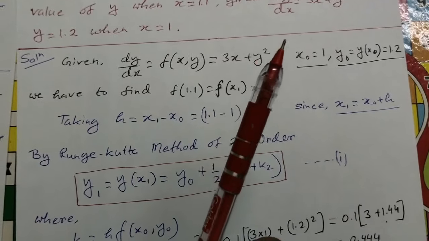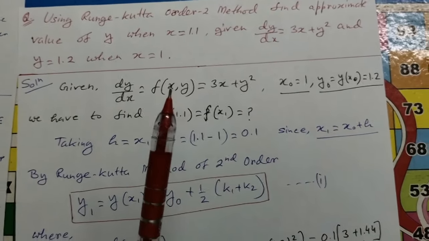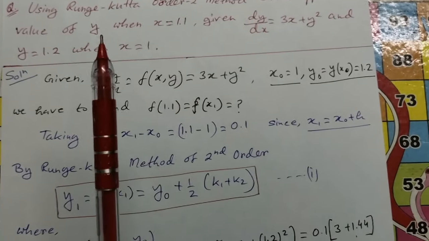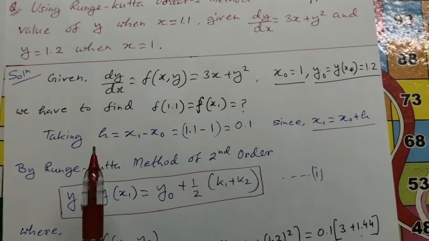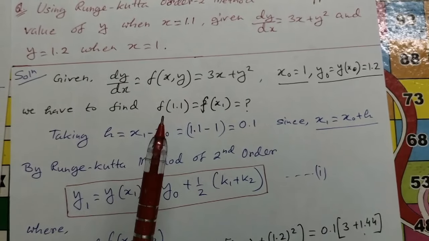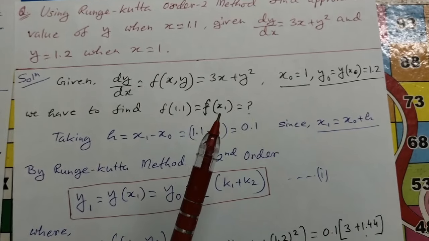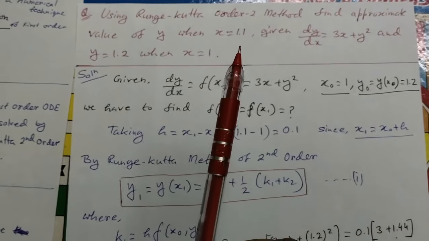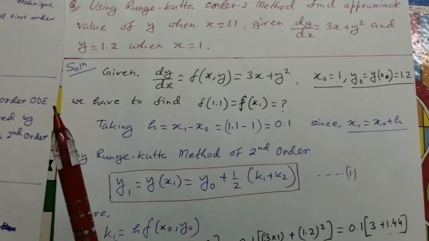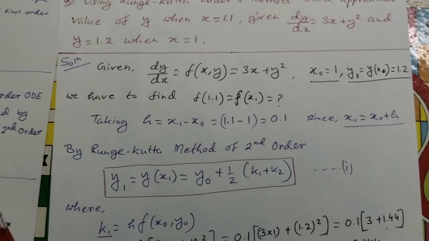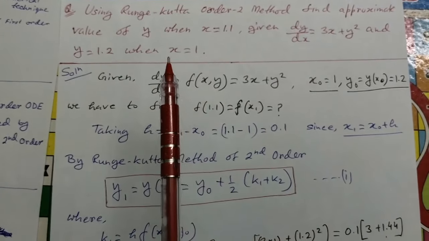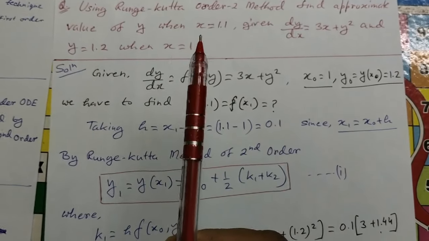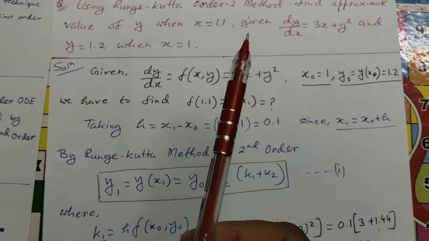We have to solve this differential equation, and we have to find the value of y when x equals 1.1, right? So we have to find y(1.1). Now see, in this question the value of h, or the step difference, is not given, so we have to calculate it. Here the initial value of x is 1. We have to find the value of y when x equals 1.1.